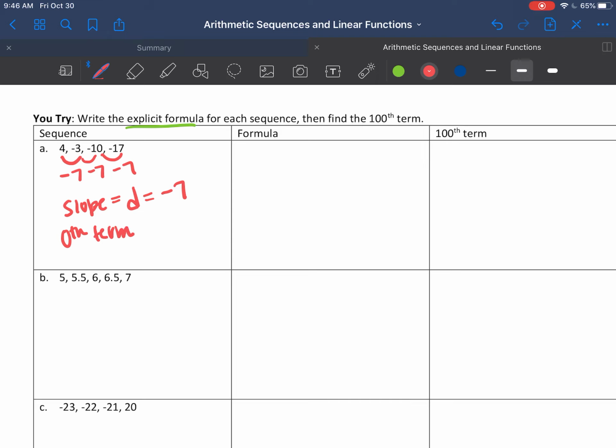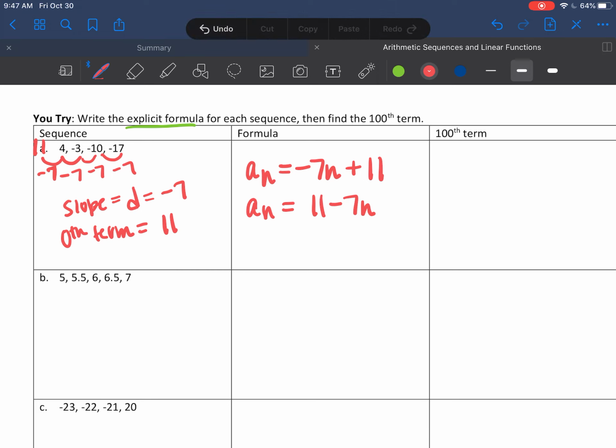And then the 0th term, we have to go back and figure out what minus 7 would give us 4. And I believe that is 11. Okay, and so to write our explicit formula, a sub n equals -7n plus 11, since the 11 is positive. You could also say a sub n equals 11 minus 7n. Either one of those works.